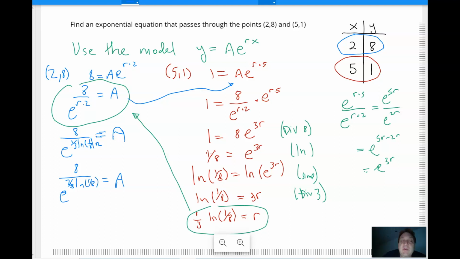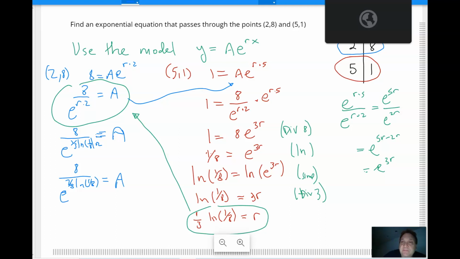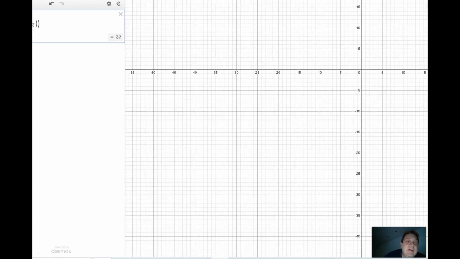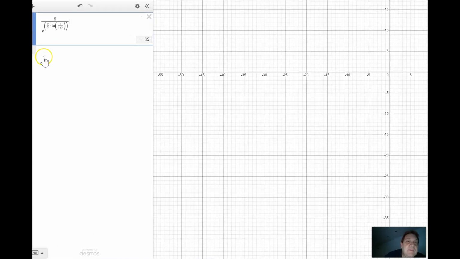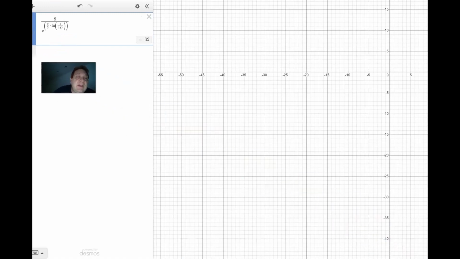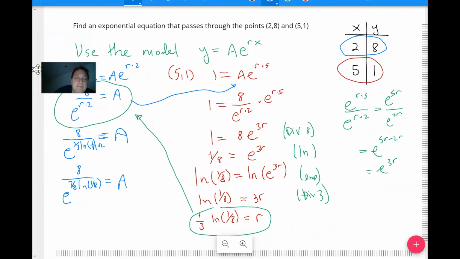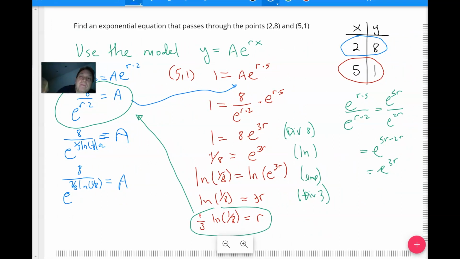All right, for this one, I'm going to put it into Desmos. 8 over e to the 2/3 times ln 1/8. If you check on Desmos, that gives you a value of 32. I don't believe you can see that. There you go. 8 divided by e to the 2/3 times ln 1/8 is equal to 32. So I can simplify that computation for a as 32. This gives me the values of both a and r.